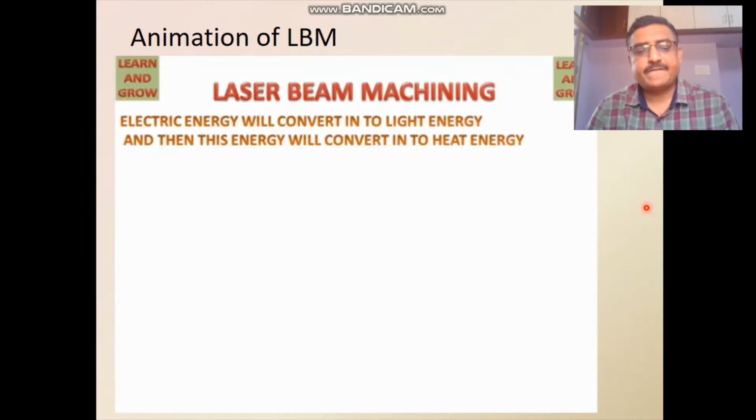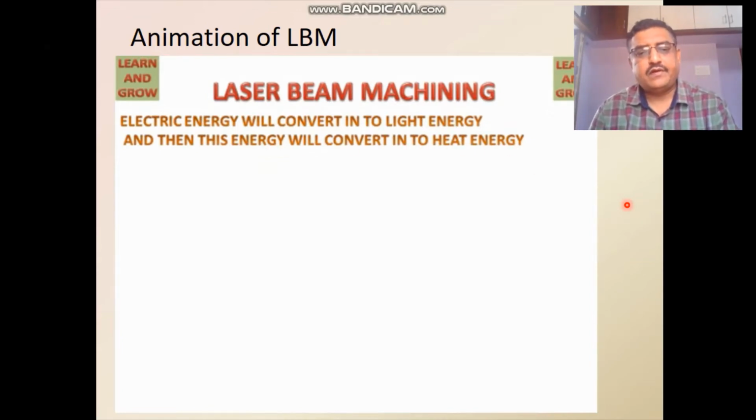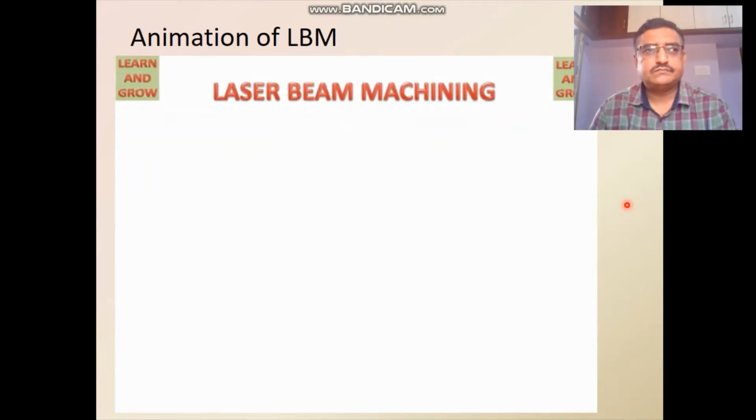Today we will discuss laser beam machining. What is laser beam machining? Electric energy will be converted into light energy, and then this light energy will convert into heat energy. This is the basic principle of laser beam machining. Now let's discuss the parts of the laser beam machining.